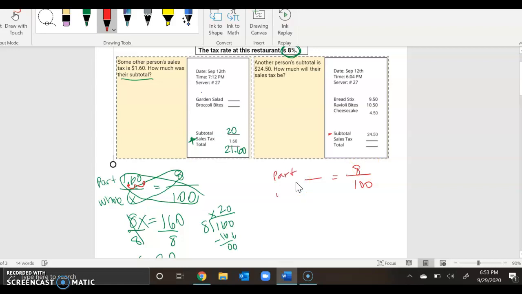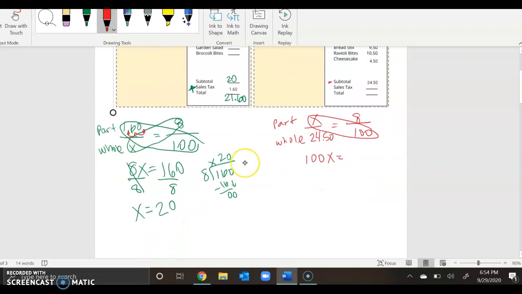Still representing part and whole. That $24.50 is our total so far for our food. So then x will go on top to find the part that is the sales tax. So we will cross multiply 100 times x. And then we have to do $24.50 times 8. I'm going to put that here.